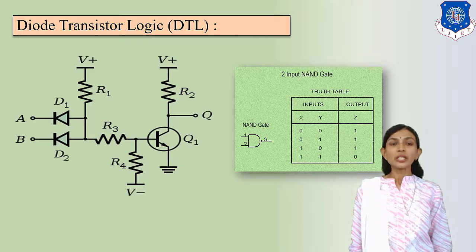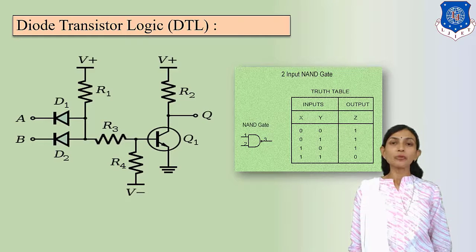Now the third case, 1 0. For 1 0, D1 will be reverse biased and D2 will be forward biased, so again the same condition: the plus V and minus V will be cancelled out across R3, and so the base terminal will be at low logic level. So Q1 is reverse biased and therefore turned off, and the output across Q will be 1.